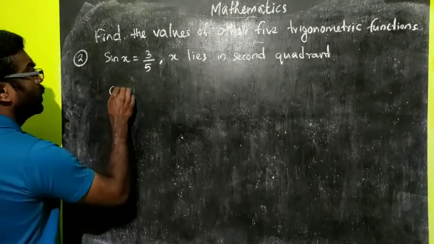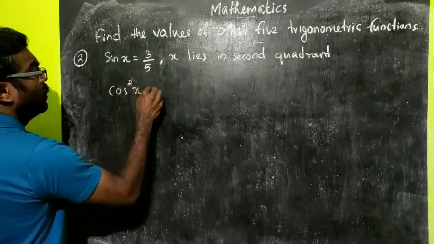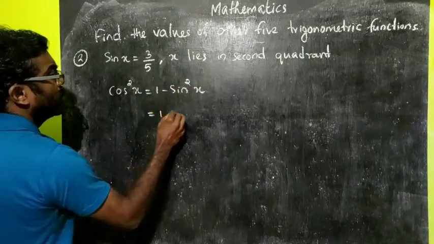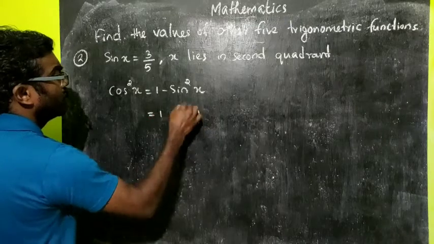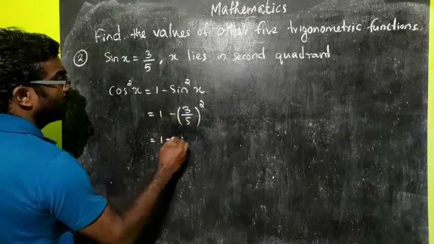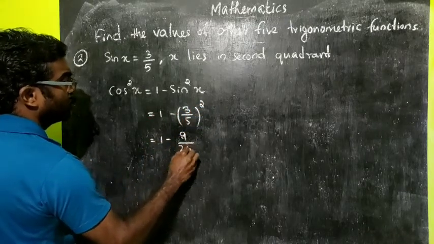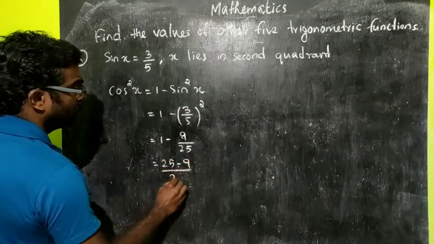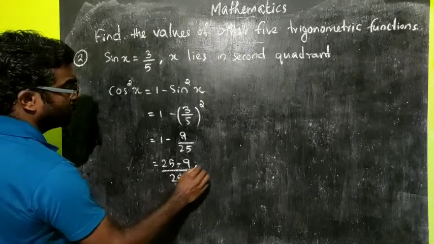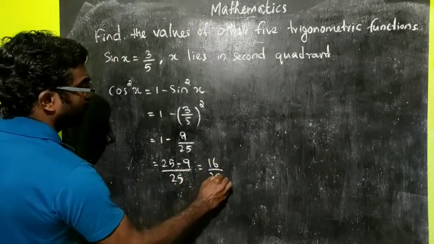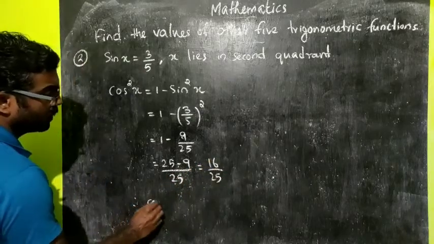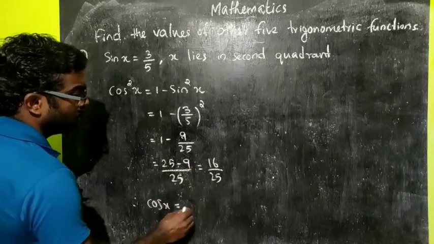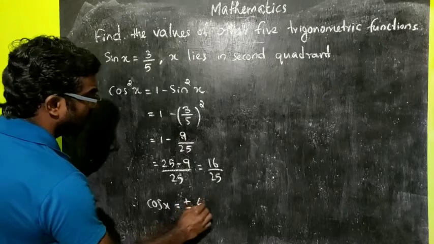So from this we can find cos x. Cos square x is equal to 1 minus sin square x. So 1 minus 3 by 5 the whole square, which is equal to 1 minus 9 by 25. And cross multiply 25 minus 9 by 25, which is equal to 16 by 25. Therefore cos x is equal to root of 16 by 25, and that will be equal to plus or minus 4 by 5.